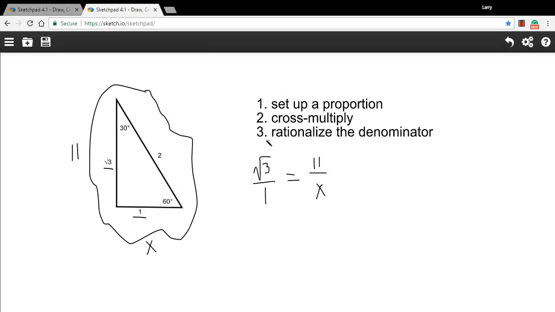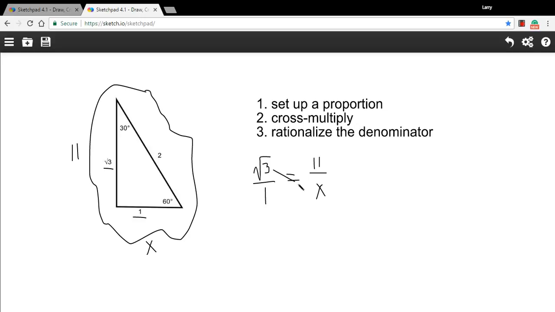So on one side of my proportion, I've got my ideal ratios. On the other side, I've got my real world numbers. On the top, I've got the square root of 3 sides, and on the bottom, I've got the 1 sides. As long as you get your proportion set up so that it's the same like that, the relationships are the same, it'll work. So that's setting up a proportion.